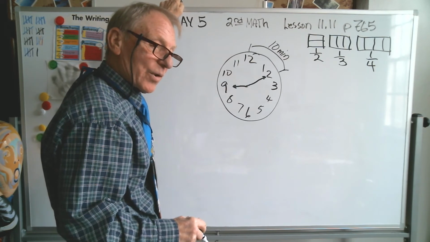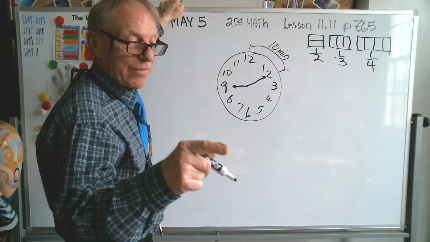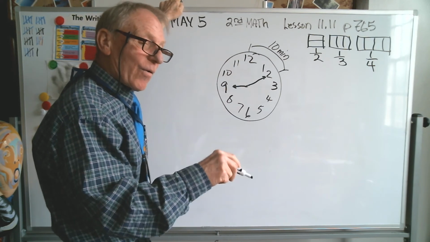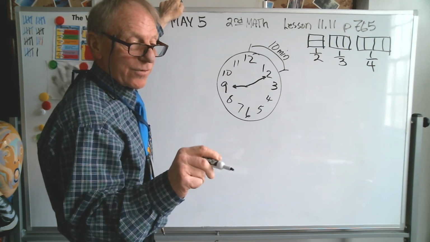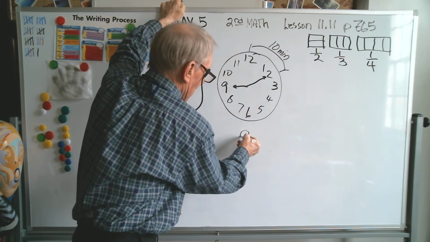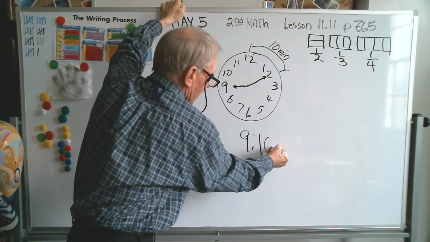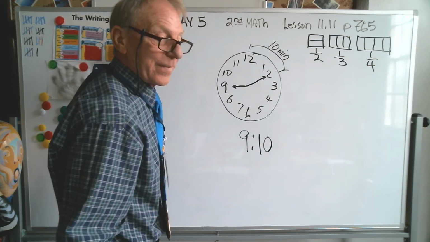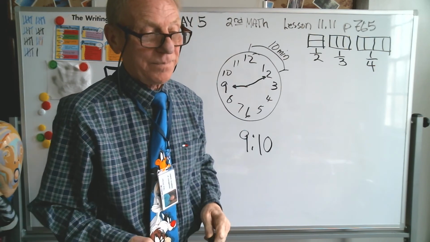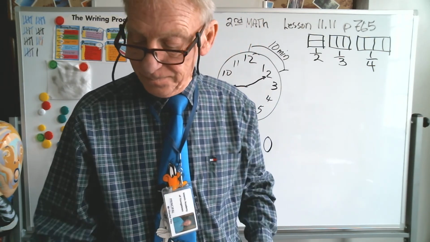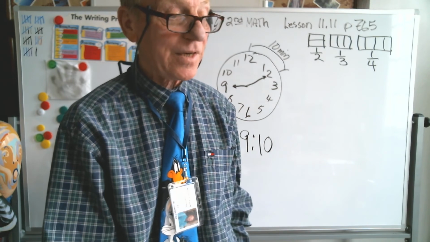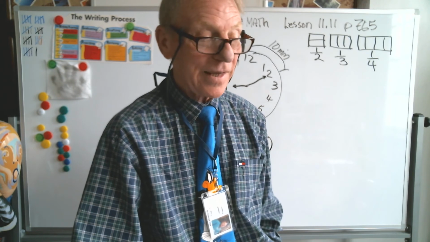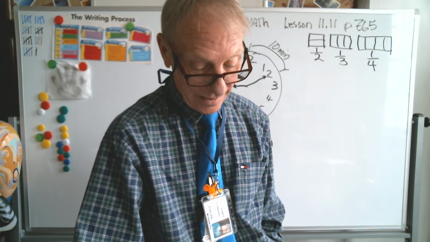In the example in the book, they put the minutes before the hour. So another way to write it would be to put the hour followed by the minutes. So this would be 9:10. Got it? 9:10. That's another way. Well, that's lesson 11.11. I don't think there's a single part of that that you can't figure out very easily.